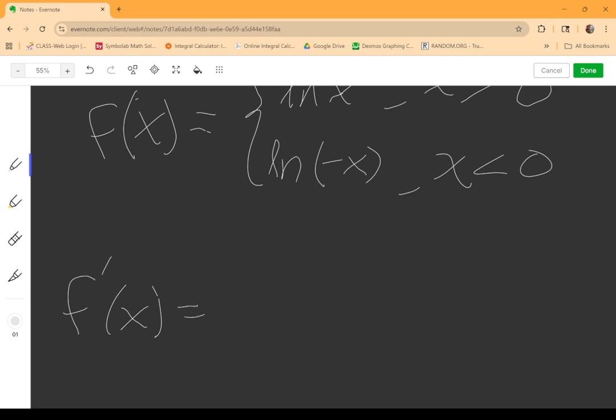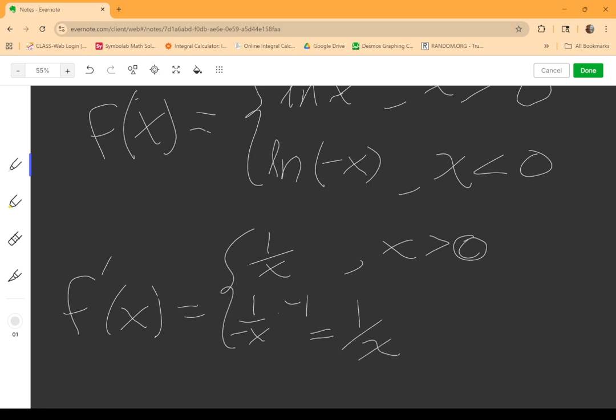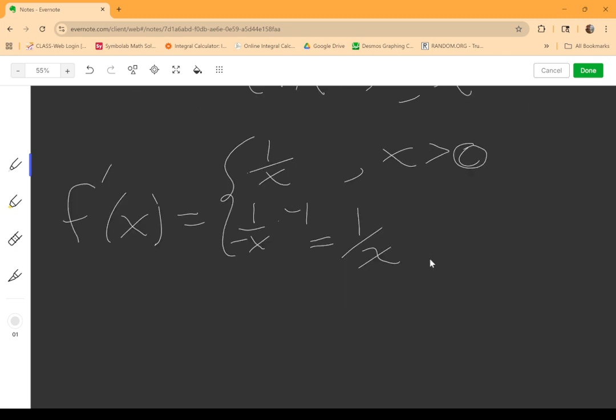Okay, now we see what happens here. The top one is straightforward, right? 1 over x for x bigger than 0. For the bottom one, using the chain rule, we get 1 over negative x, and then the derivative of negative x is negative 1. So we actually get back 1 over x. Okay, so what does that mean? That means that now I can arrive at this conclusion, right? I found the derivative.